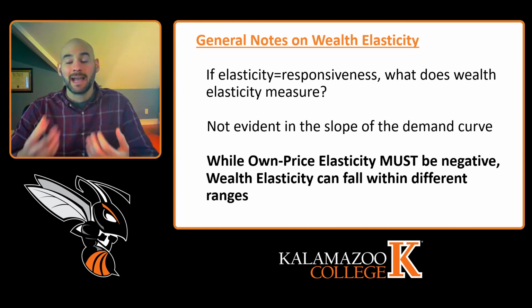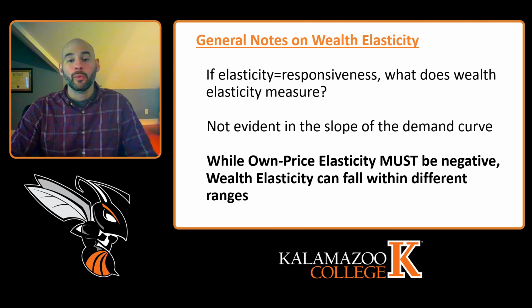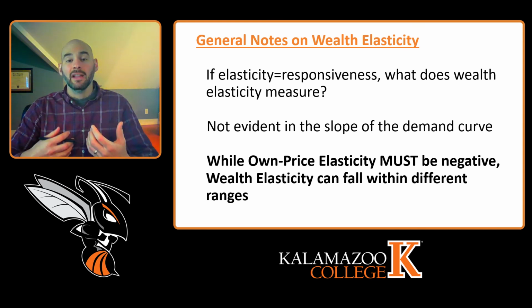Now, there are different types of normal goods. There are necessities and there are luxury goods. We're not going to get into that at this point in time. Just know that own price elasticity is always negative because of the law of demand. So the own price elasticity of demand is always negative because of the law of demand, that the more expensive a good becomes, the less of it you will consume. But the wealth elasticity of a good, of demand of a good, can either be positive or negative based on whether it's a normal good or an inferior good.